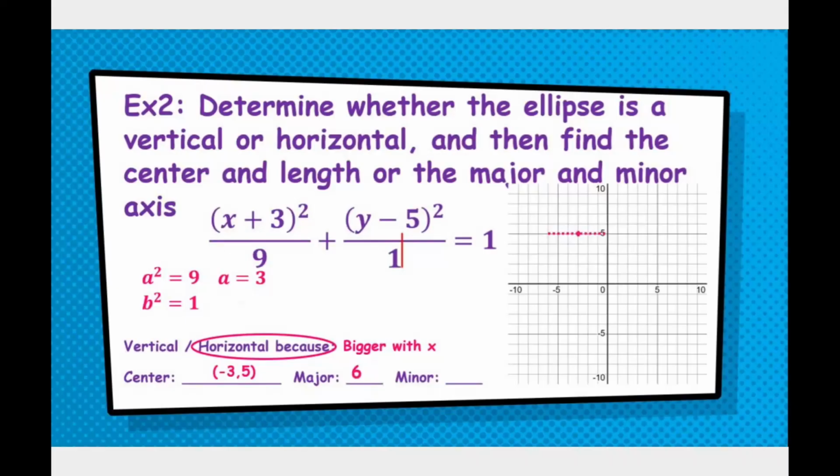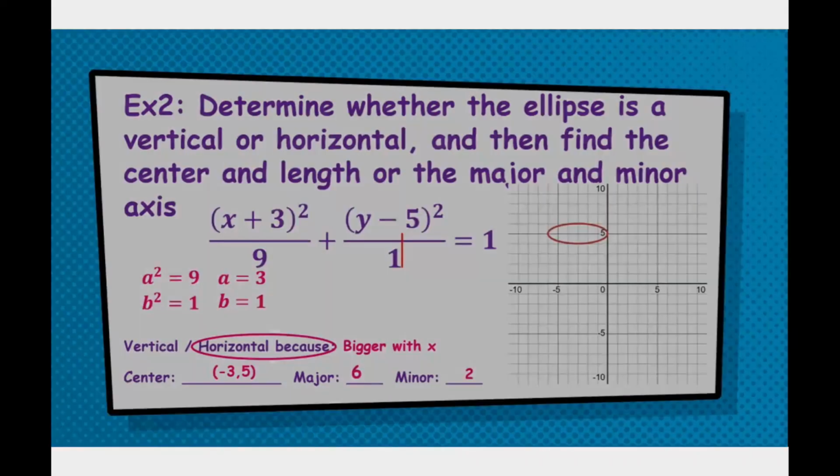So once I find that, and I'm sketching this out to get a visual, I can count that diameter, and that's the major axis has a length of 6. And then the minor axis, B is 1. So if I go up 1 and down 1, then I have a length of 2. A minor axis of length of 2. And I get something like that.